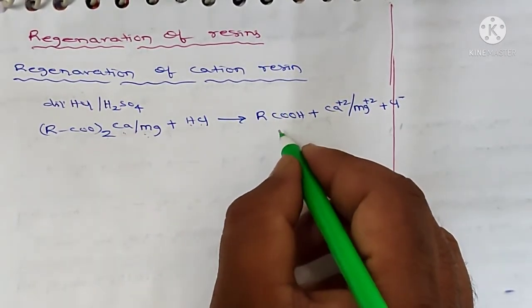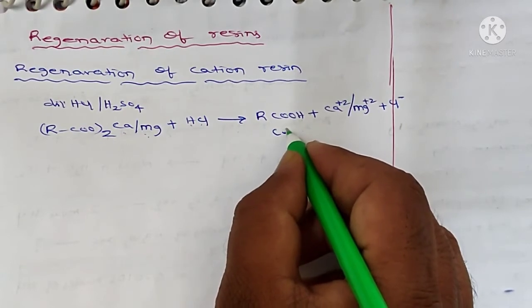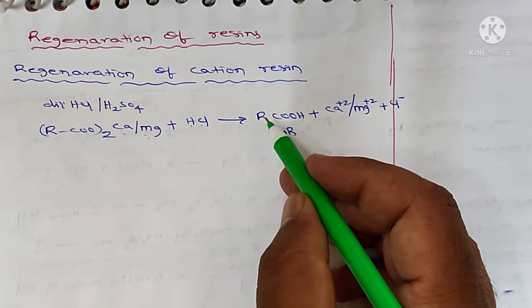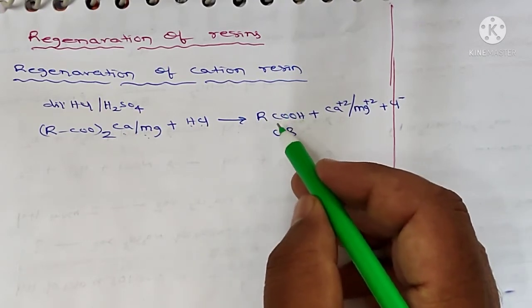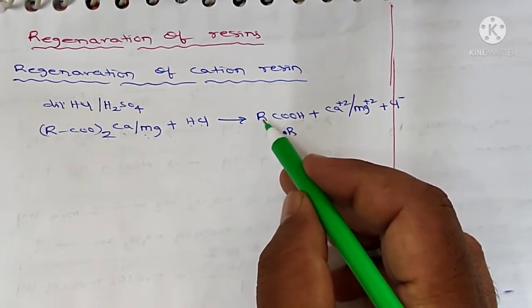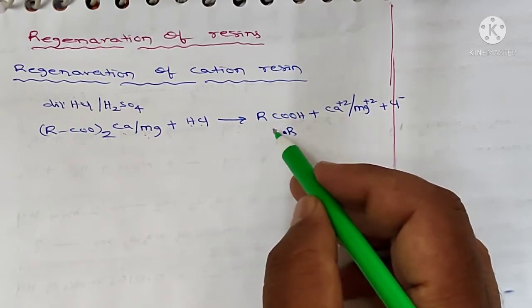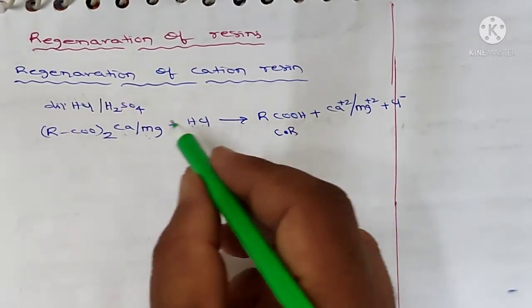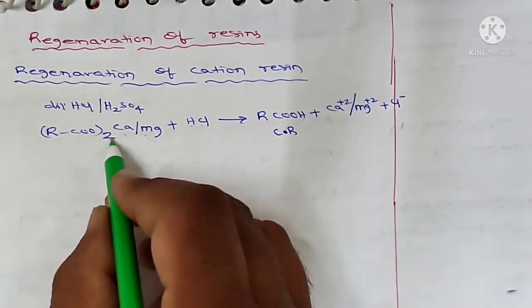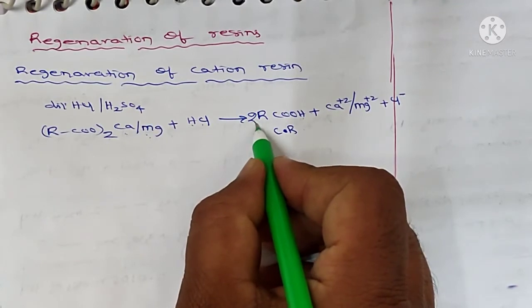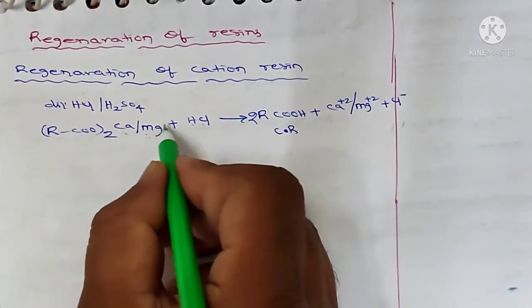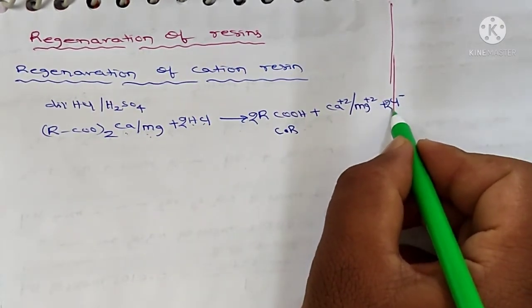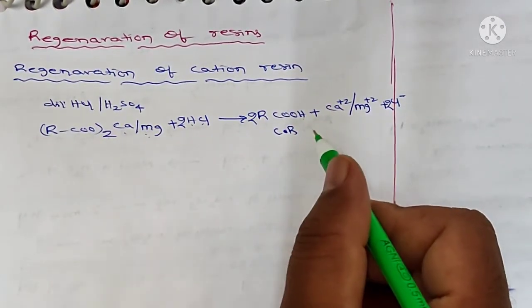So this is the regenerated cation resin, because it is a hydrocarbon attached to acidic group. So it is a cation resin. And balance that equation. So here 2, so let me take 2 here, and 2 hydrogens, let me take 2 here, and 2 chlorines, let me take 2 here. Now it is a balanced equation.